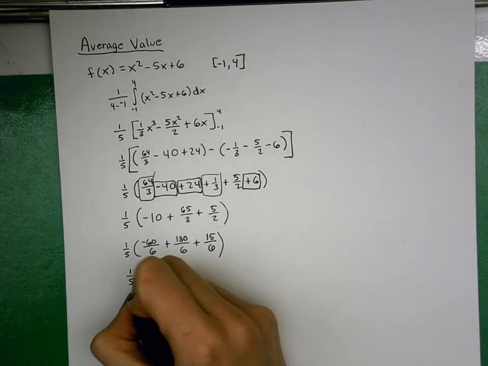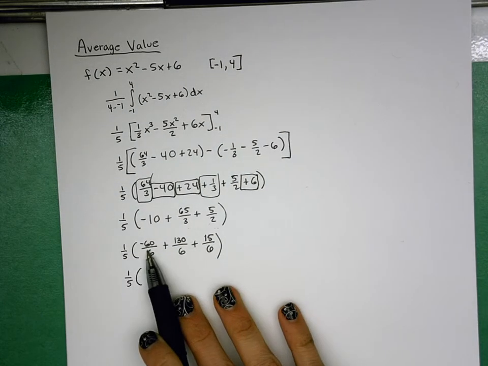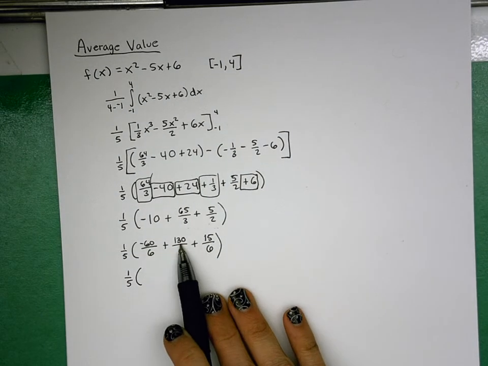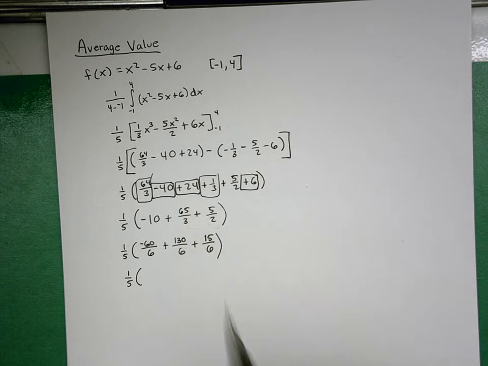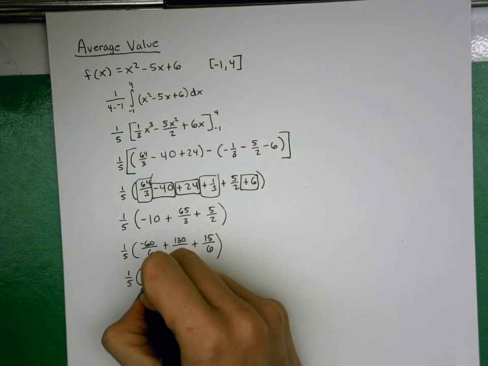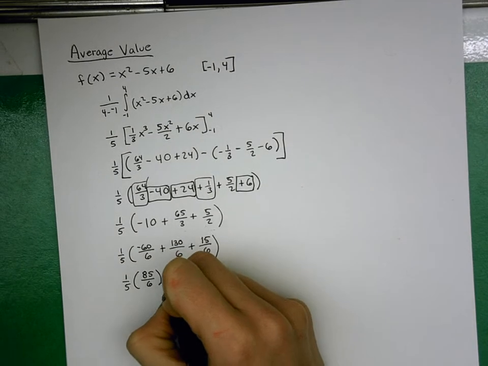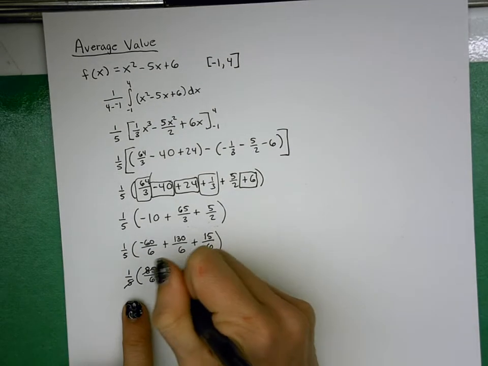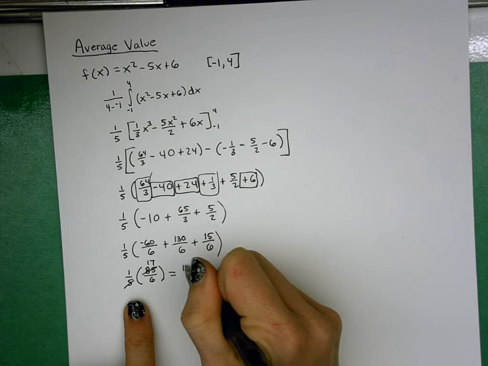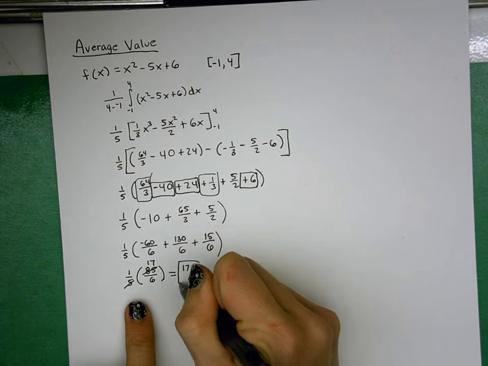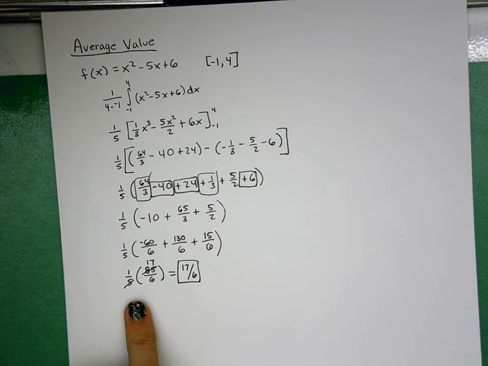Okay, and so then we have our -60 plus 130, which is going to be 70, plus 15, which is 85 over 6, and 5 goes into 18 17 times, and so we have 17/6 as our answer there.